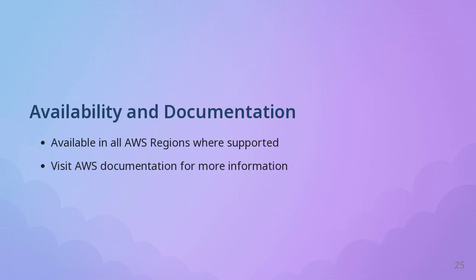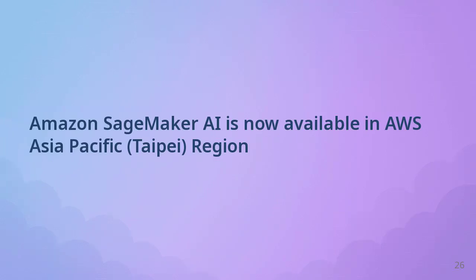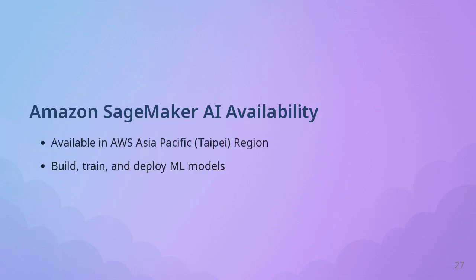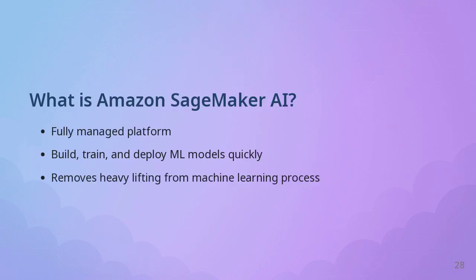Amazon SageMaker AI is now available in the AWS Asia Pacific, Taipei region. Starting today, you can build, train, and deploy machine learning (ML) models in Asia Pacific Taipei. Amazon SageMaker AI is a fully managed platform that provides every developer and data scientist with the ability to build, train, and deploy machine learning models quickly. It removes the heavy lifting from each step of the machine learning process to make it easier to develop high-quality models. To learn more and get started, see the SageMaker AI documentation and pricing page.